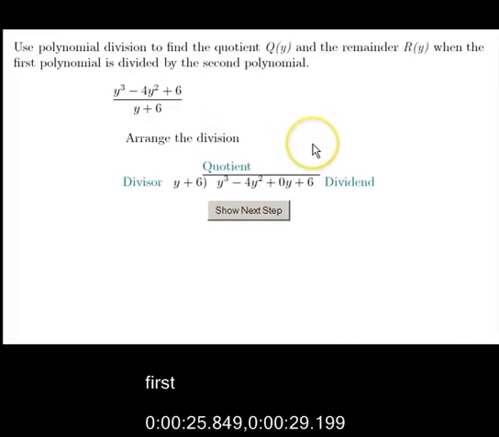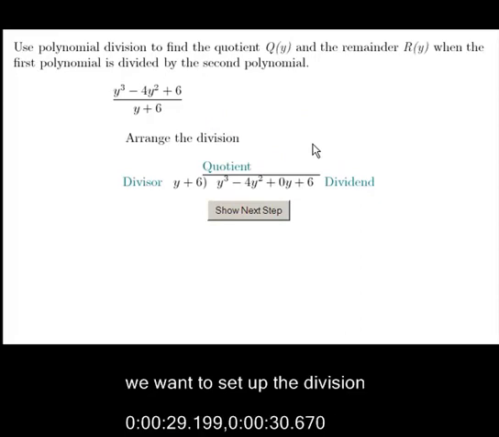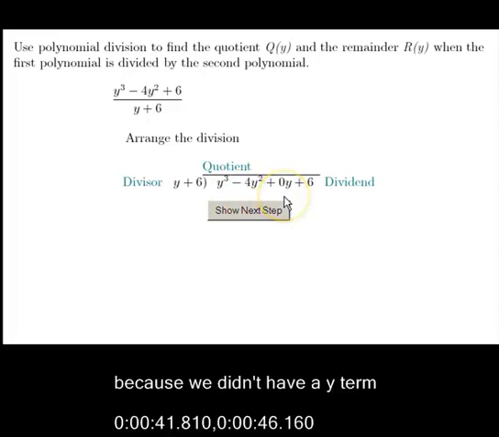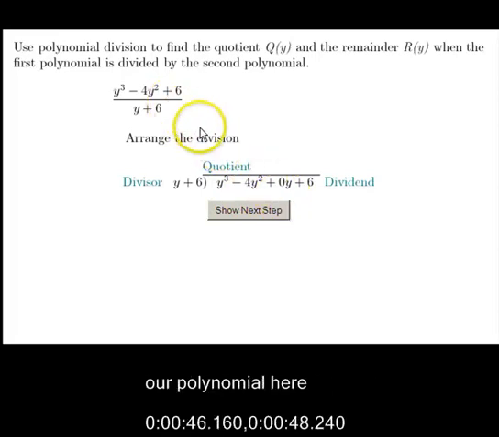First, we want to set up the division. So the polynomial in the numerator will go underneath of y cubed minus 4y squared. Because we didn't have a y term in our polynomial here, we want to include it here, but it will have a coefficient of 0.